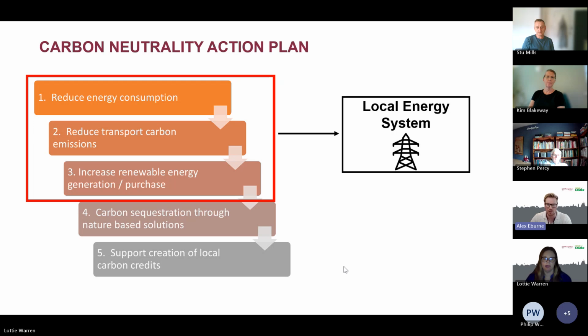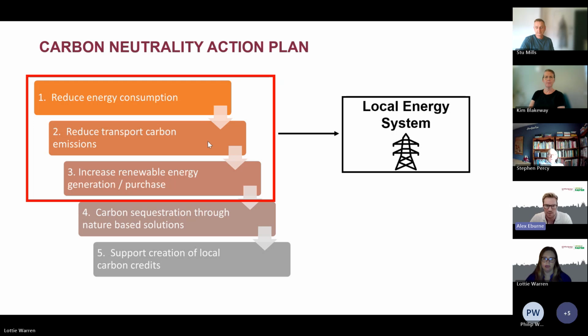And also looking at how we generate our renewable energy, ensuring that we generate from local renewable energy sources such as solar PV and onshore wind. The other 2 pathways are ensuring that we remove as much carbon as possible in our local area through nature-based solutions and using local carbon credits as a mechanism to get those local projects off the ground.